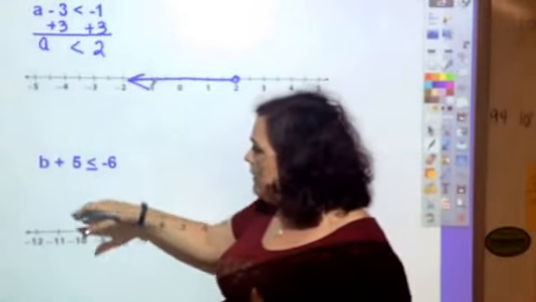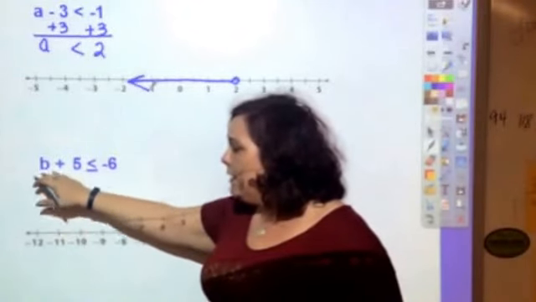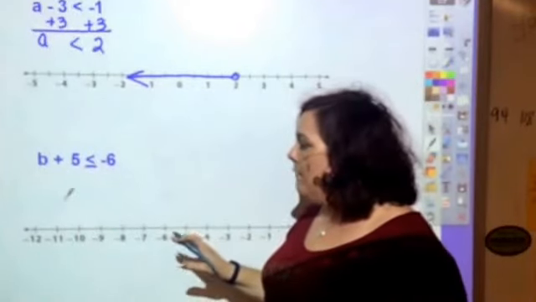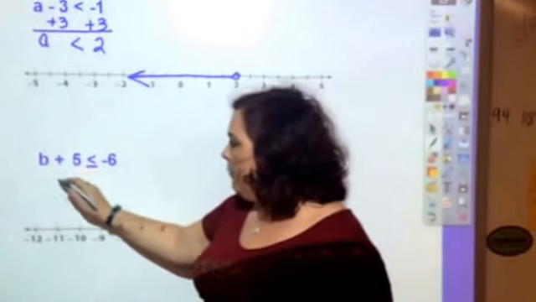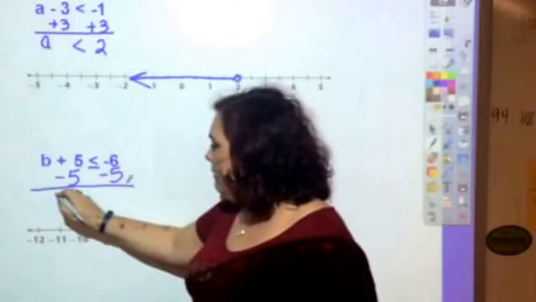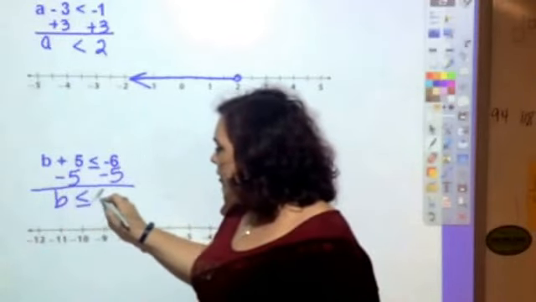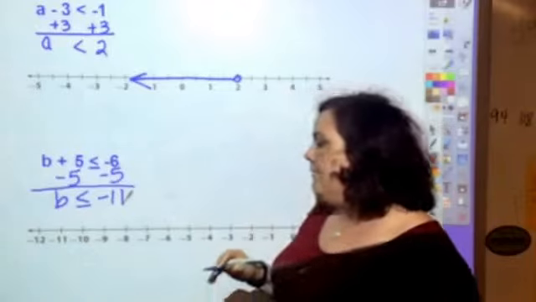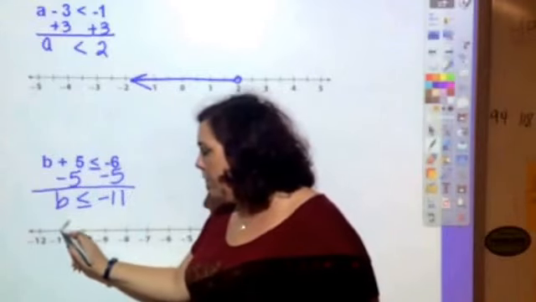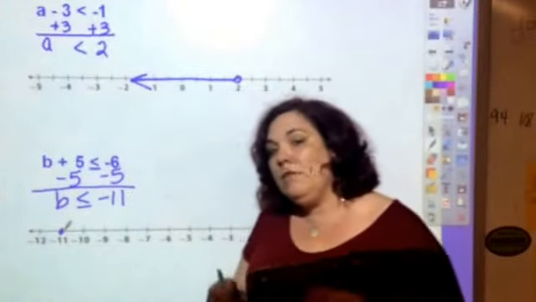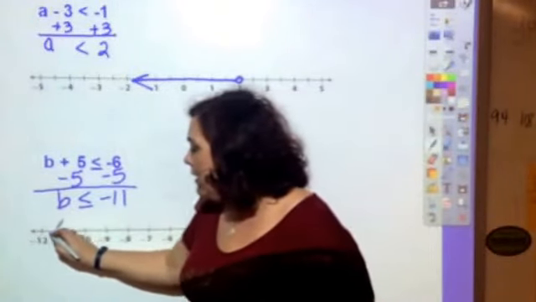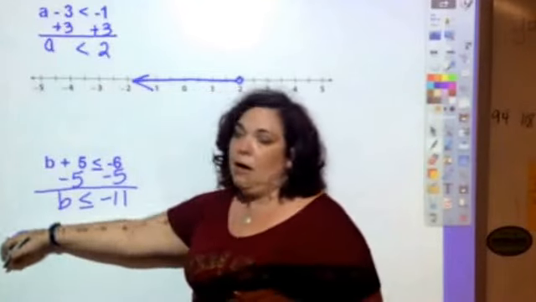Now this one, let's look at this. The way you'd read this is 5 added to b is less than or equal to -6. So I've got to get b by itself, so I've got to get rid of this 5. I'm going to subtract 5 and subtract 5, and so I get b is less than or equal to -11. Since it's less than or equal to, I can put my dot, but what are some numbers less than -11? -12, -13. So my line is actually going to go this way and keep going and going and going.